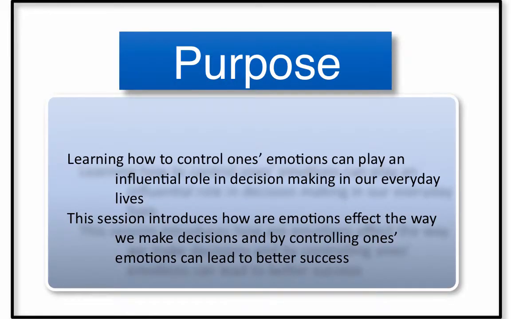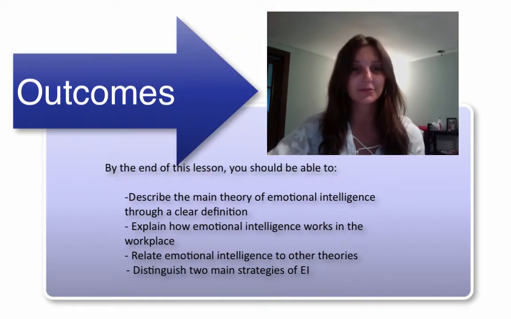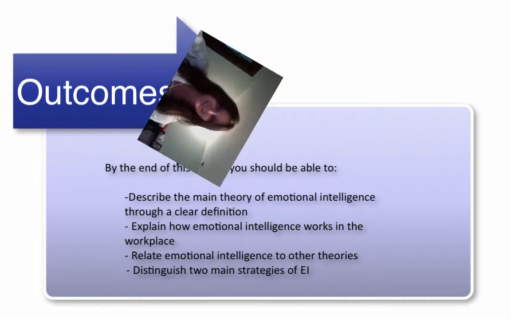Purpose. Learning how to control one's emotions can play an influential role in decision making in our everyday lives. This session introduces how our emotions affect the way we make decisions, and how controlling one's emotions can lead to better success. By the end of this lesson, you should be able to describe the main theory of emotional intelligence through a clear definition, explain how emotional intelligence works in the workplace, relate emotional intelligence to other similar theories, as well as distinguish two main strategies of emotional intelligence.